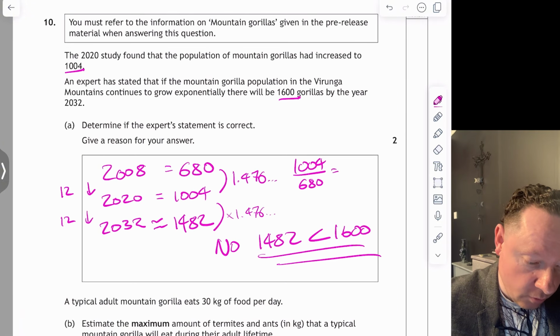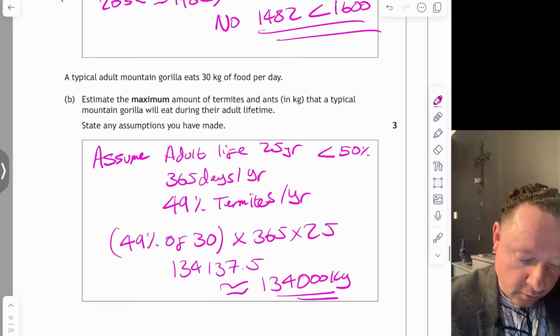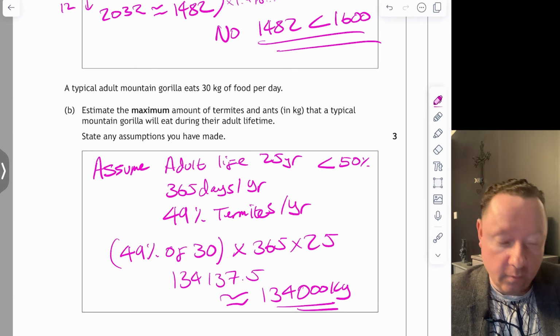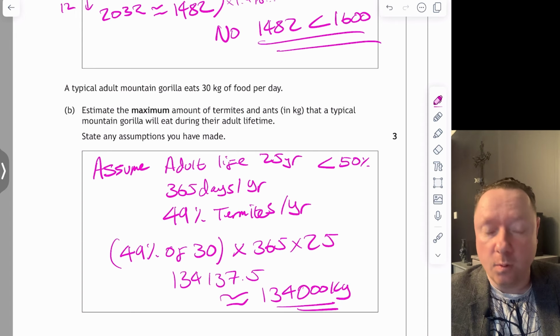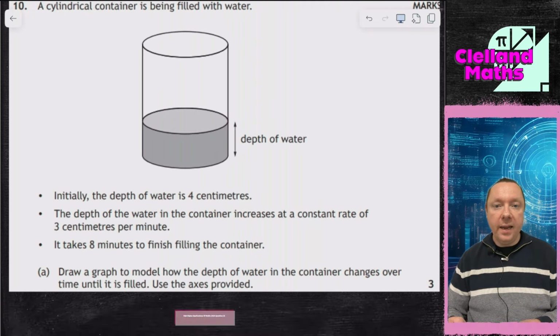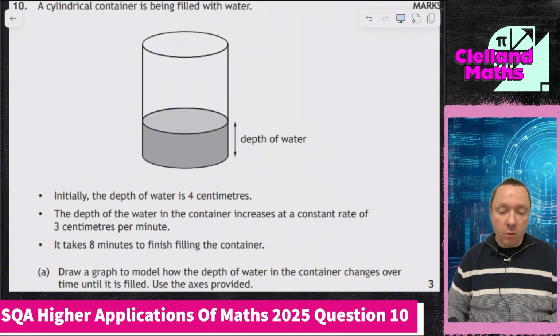1600, 1004. So 134,000 is reasonable, but you'll get an answer for anywhere between 130 and 140,000 as long as you've rounded it somewhere reasonable. But the key point of this question is 49%. Higher Application Maths 2025, question 10.